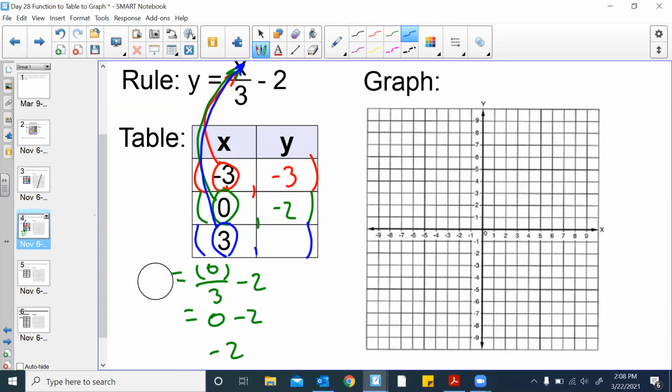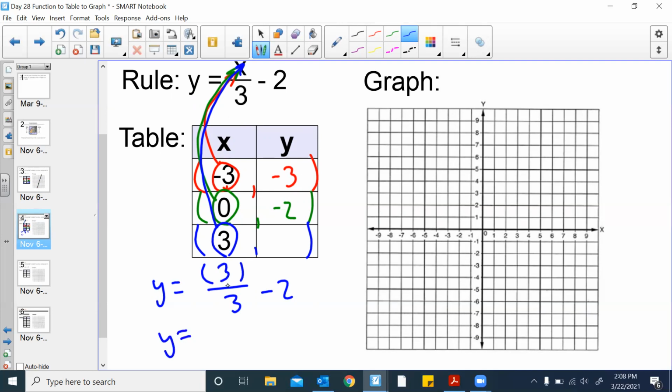All right, and last but not least, we're going to talk about the blue point. Again, with my parenthesis, and then use everything else that the rule or equation or formula gives you. I'll put in a 3. 3 divided by 3 is 1. And we know that 1 minus 2 is just negative 1. And now we have all of our points.